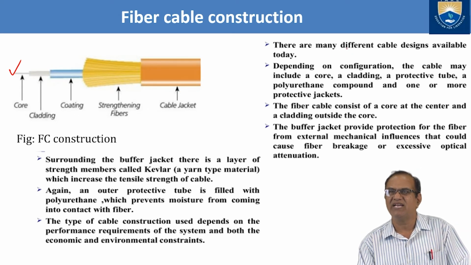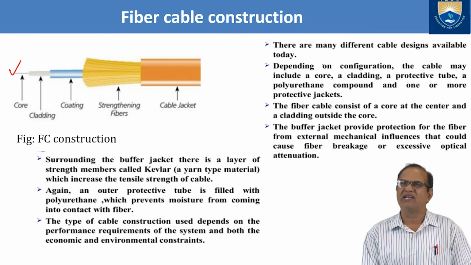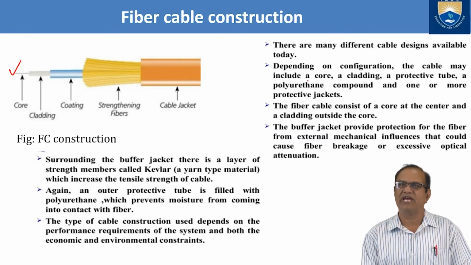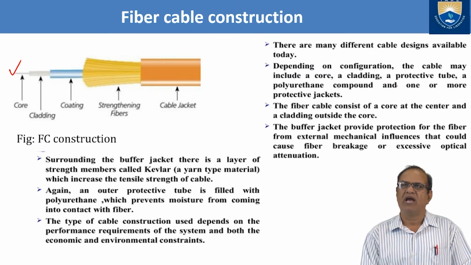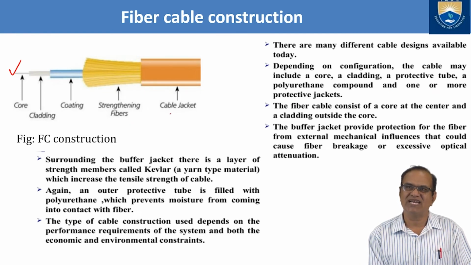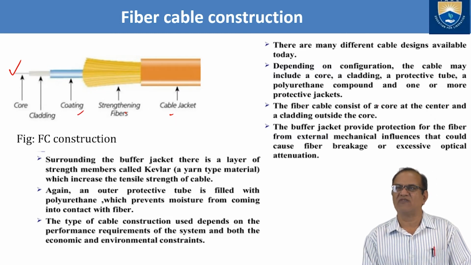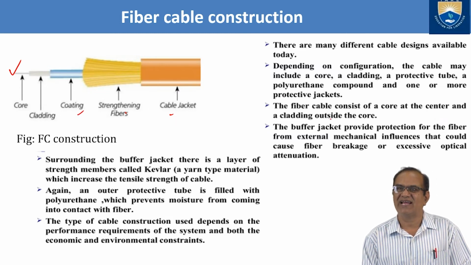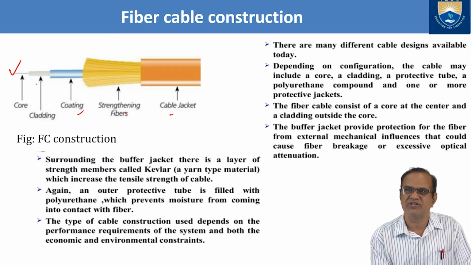There are many different cable designs available today. Depending on the configuration, the cables may include a core, a cladding, a protective tube, a polyurethane compound, and one or more protective jackets. You can see here one jacket and the coating. The fiber cable consists of a core at the center and a cladding outside the core. You can see here this is the core, and outside it is a cladding to support it.